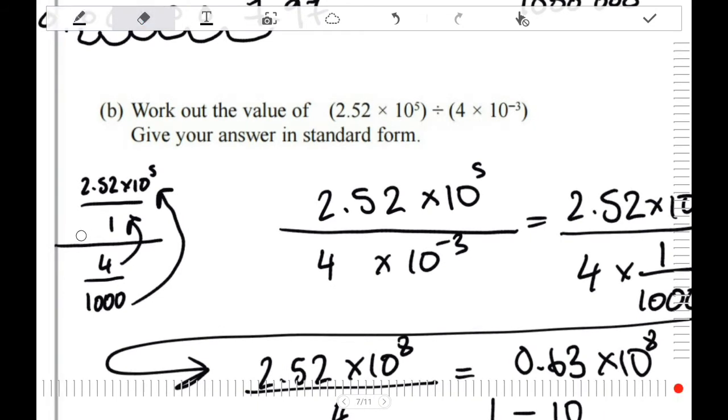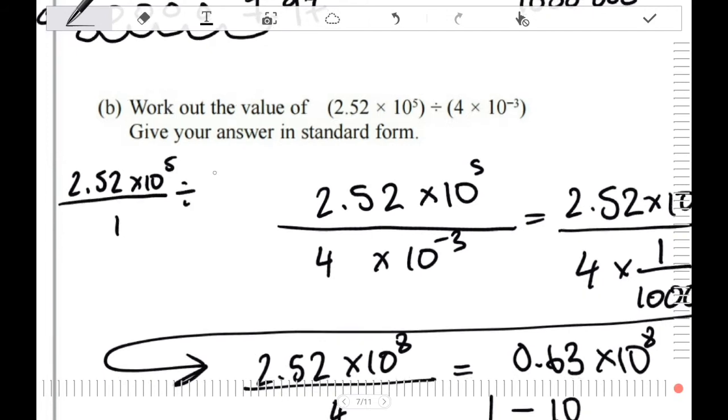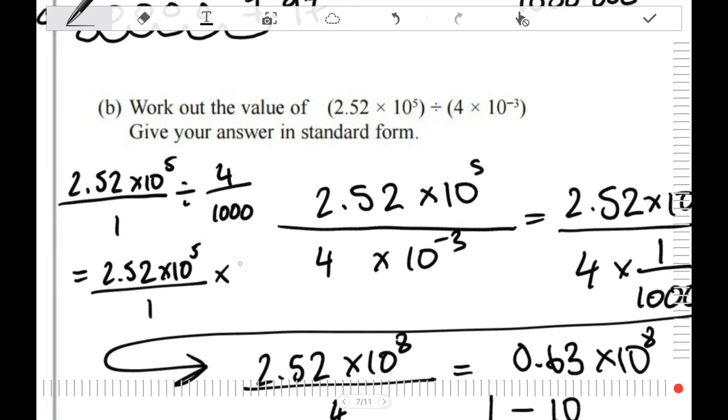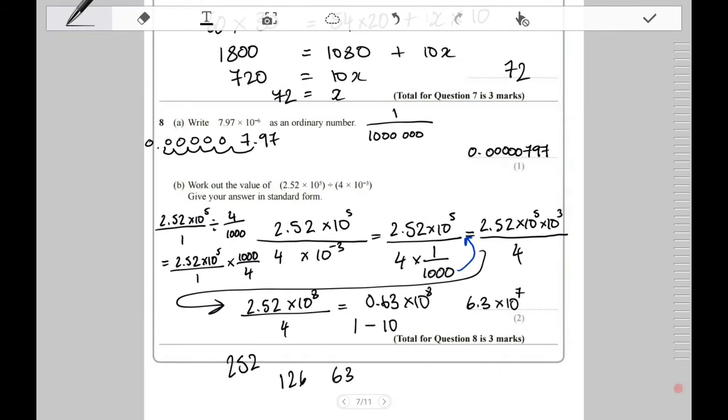This goes back to the whole idea of, if I were to write it as 2.52 times 10 to the 5 over 1 divided by 4 over 1000, that is the same as 2.52 times 10 to the 5 over 1 multiplied by 1000 over 4. That's just the rule. Okay, so the answer is 6.3 times 10 to the 7.